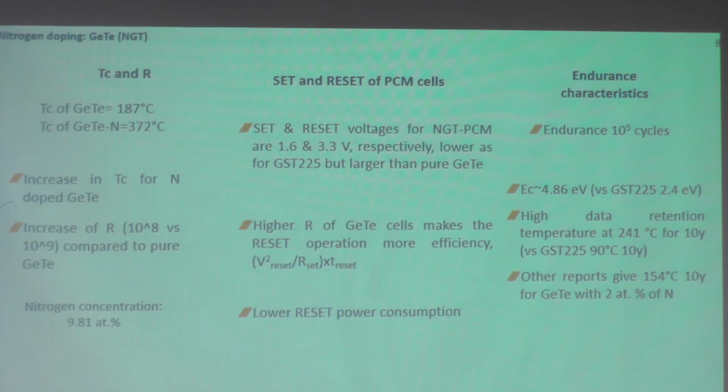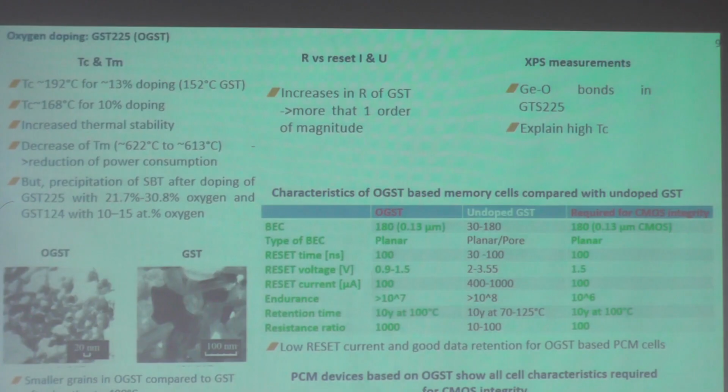So this material, nitrogen doped germanium telluride, seems to be very promising, and maybe we need to do more research in this direction. Now to the oxygen doping.